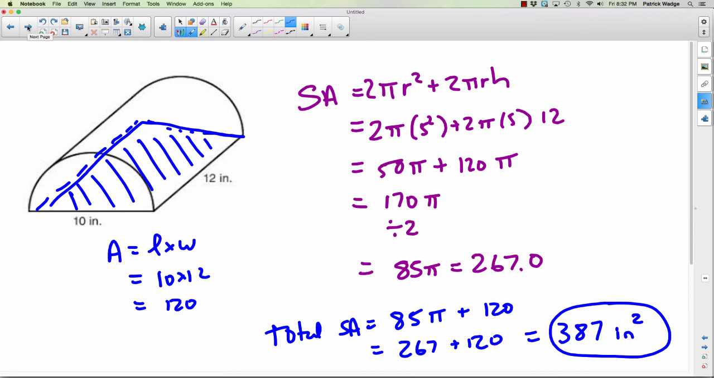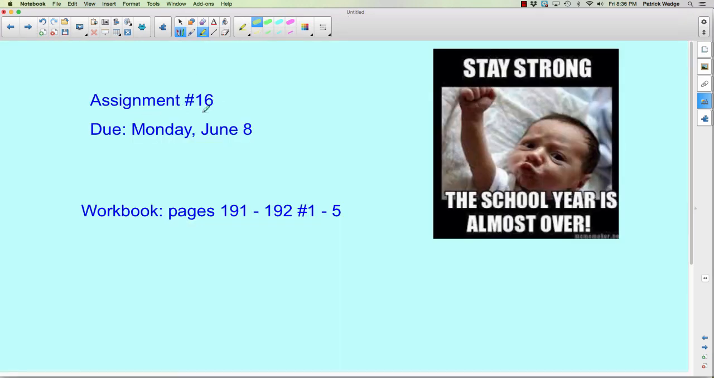All right, today's assignment. Again, it's assignment number 16. It's going to be due Monday, June 8th. And the assignment's from your workbook. You actually worked on these pages before, did these questions before. Before you did it with volume, now you're going to go back and do surface area using the formula that we just learned today. Let me know if you have any questions.